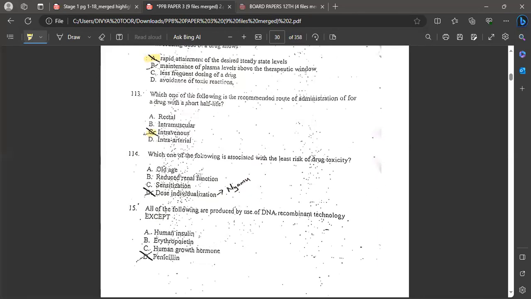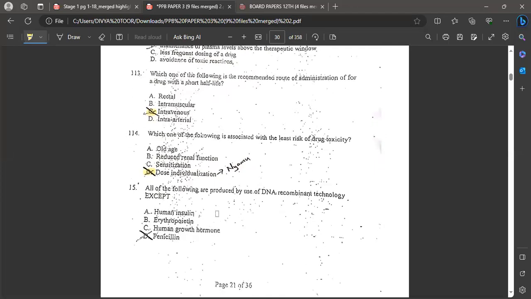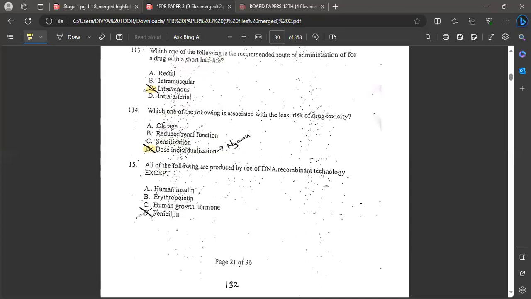Which one of the following is associated with the least risk of drug toxicity? There is old age, reduced renal function, sensitization, and dose individualization. The individualization. And all of the following are produced by the use of DNA recombinant technology, except human insulin, EPO, human growth hormone, and penicillin. Yeah. Right? Kinda.